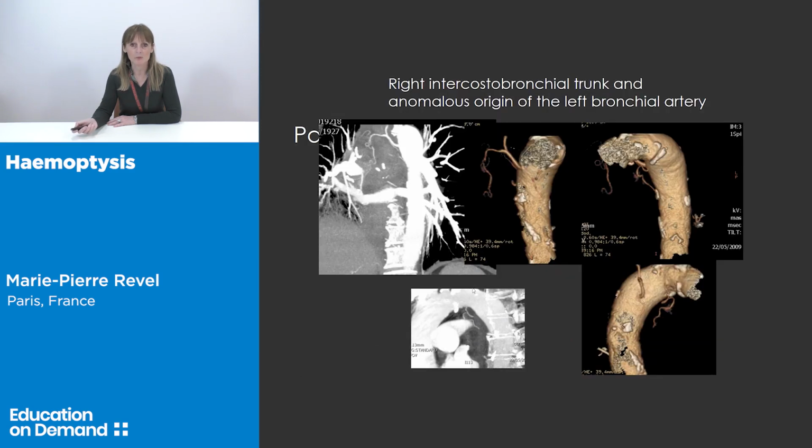But in some patients, we have some ectopic origin of the bronchial artery, especially in this patient. The left bronchial artery originates from the aortic arch, which is not the normal anatomy. And if it is not depicted before embolization, the risk is that the embolization procedure is going to fail.